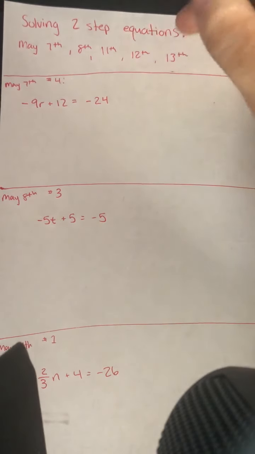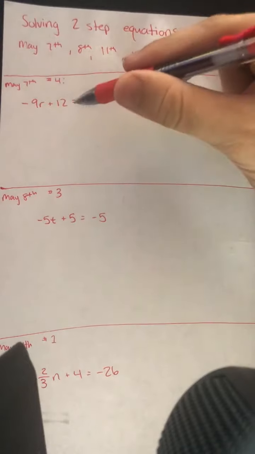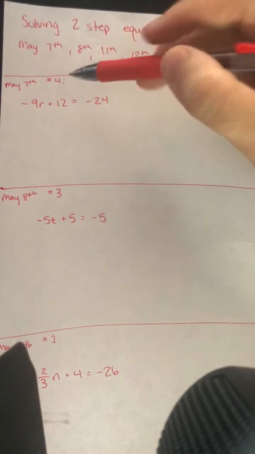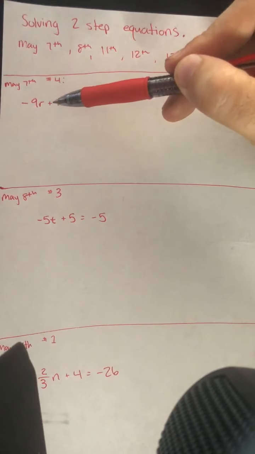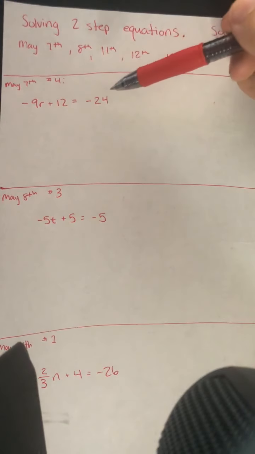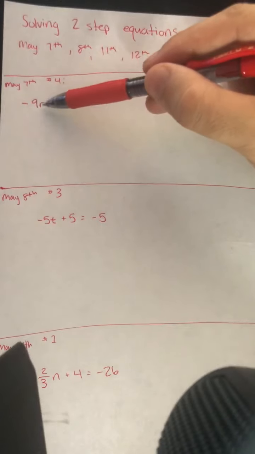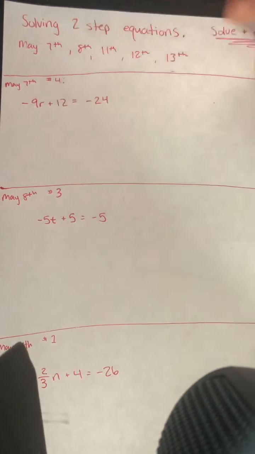So for the first problem, I actually took this problem right from your packet. You can find it on the May 7th date. It's question number 4. Negative 9r plus 12 equals negative 24. And what we want to do is solve for our variable. You want to solve for whatever letter we have. In this case, we have r.